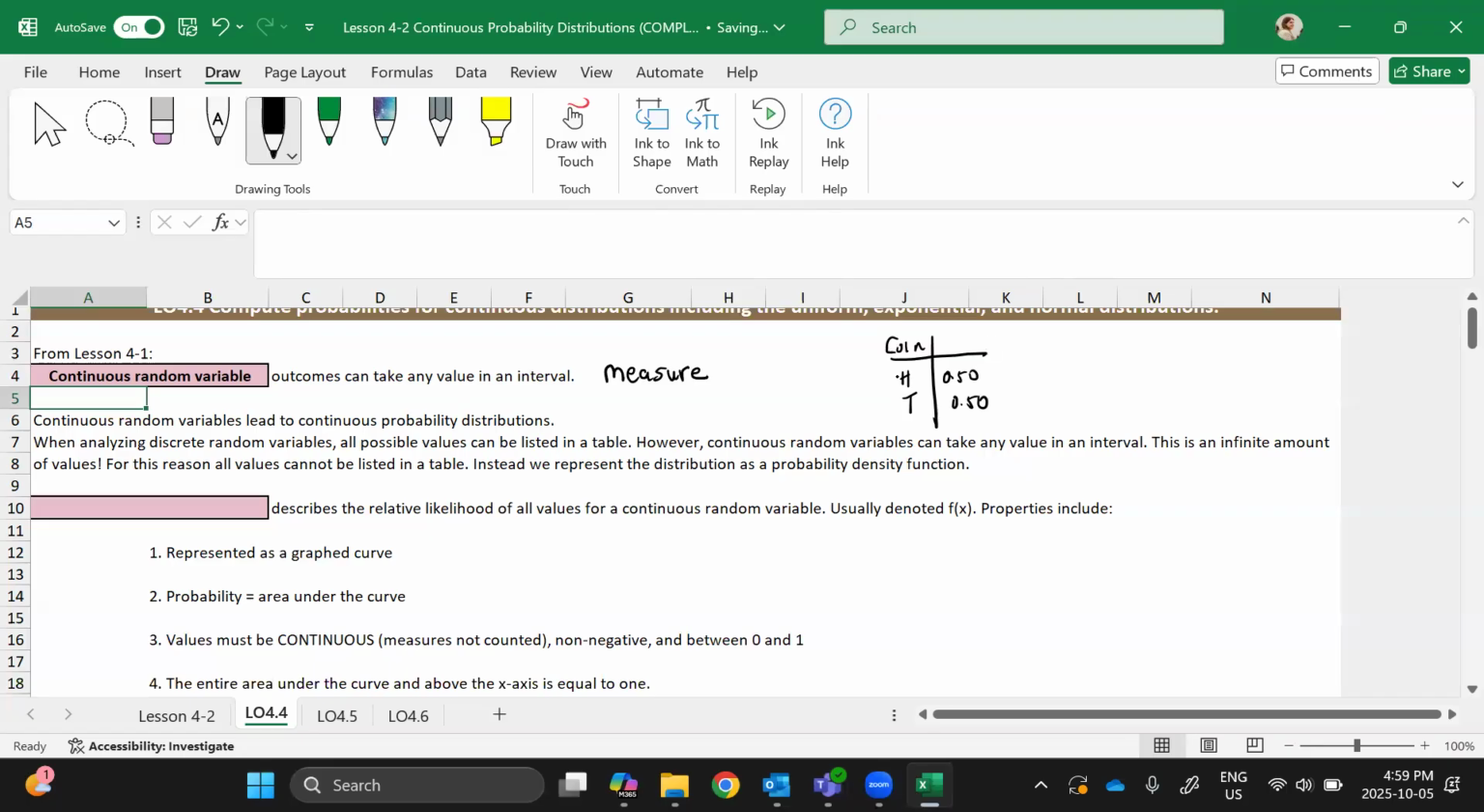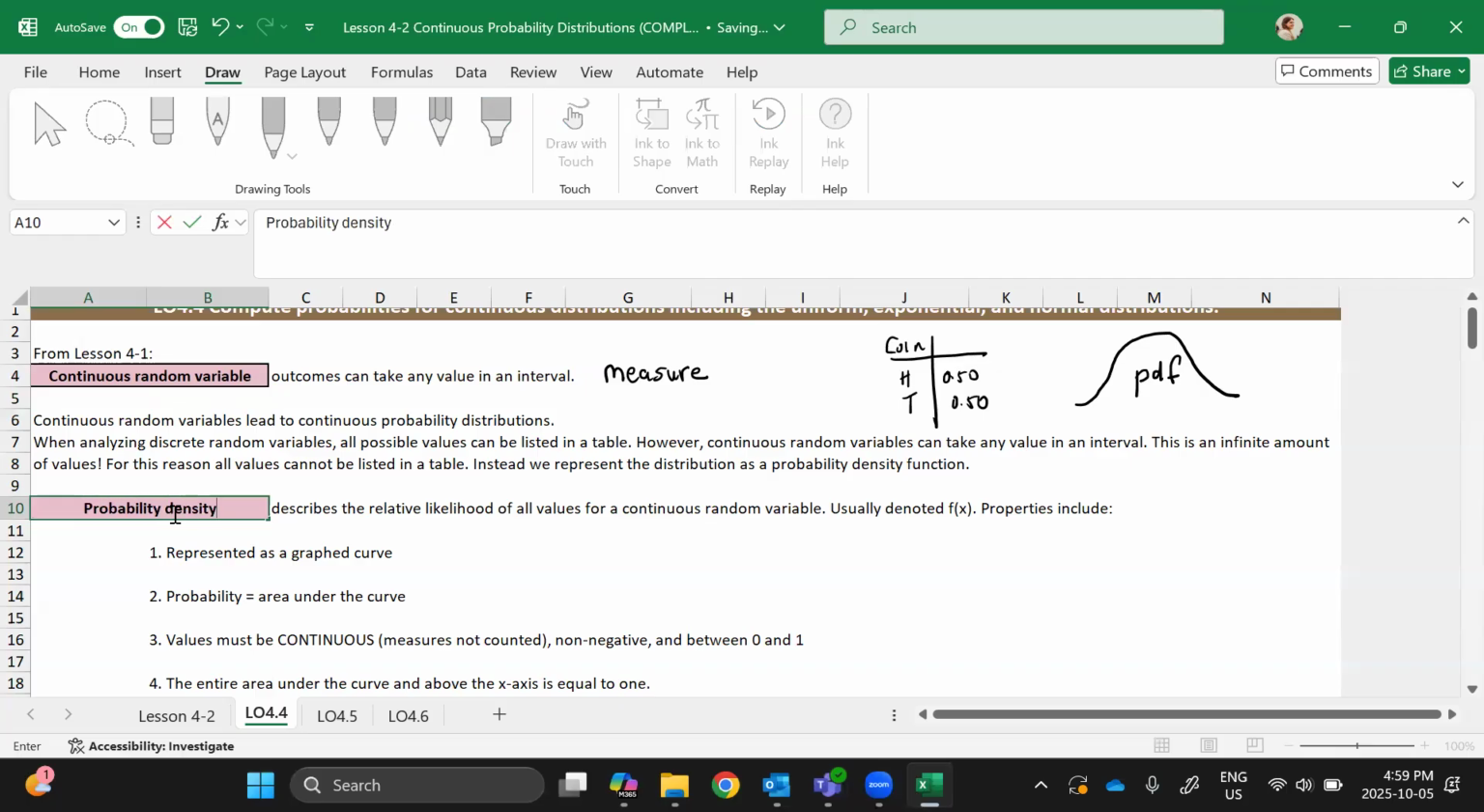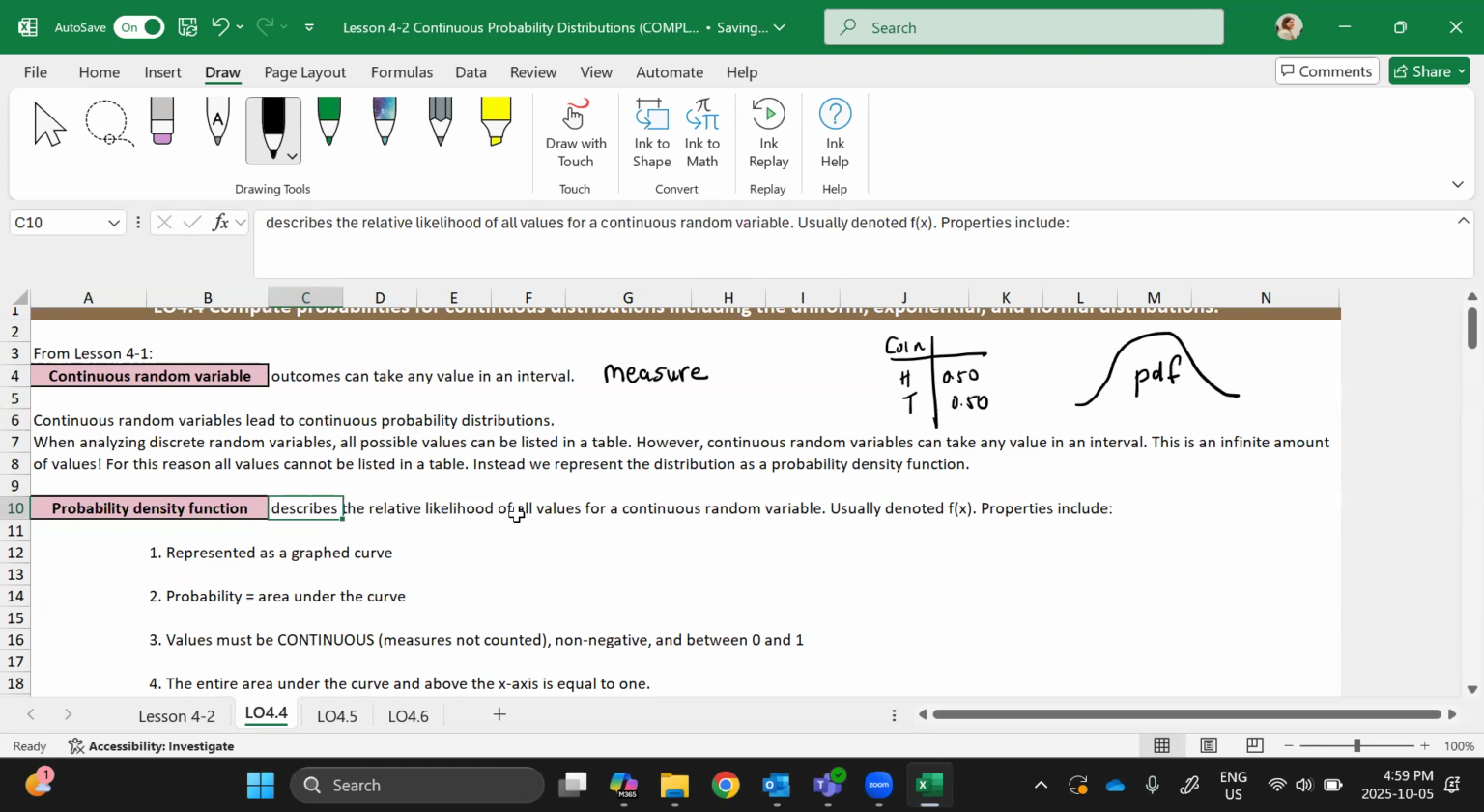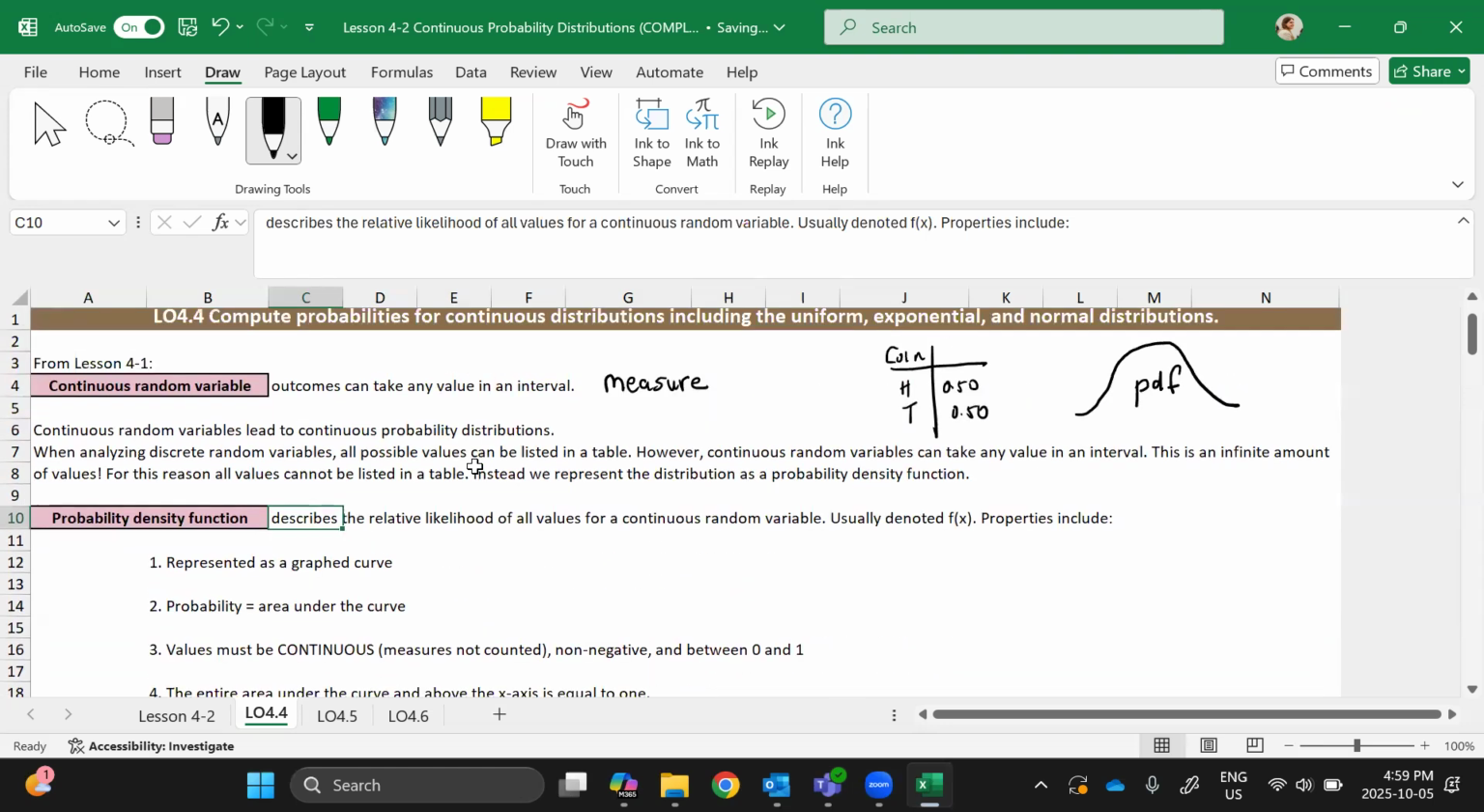So instead of listing all the possible options in a table for a continuous random variable, we use a graphical distribution. Basically, you draw as a curve what the probability would look like. We call this the probability density function, or the PDF, for the distribution. It uses function notation, so it is normally called f of x. Sometimes it's called p of x, but typically f of x, and it's used to represent the likelihood that you'll fall between any range of values for a continuous random variable.